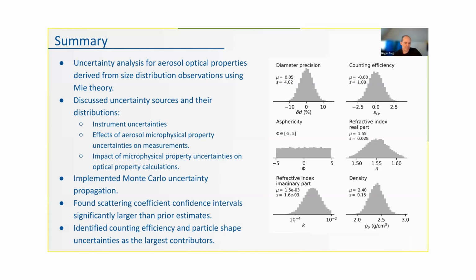So then I introduced the Monte Carlo uncertainty propagation, and finally found that the scattering coefficient confidence intervals need to be significantly larger than what was previously estimated. And then I also identified that the counting efficiency and the particle shape are the main culprits in our overall uncertainty. And with that, I want to thank you all for attending and for your attention.